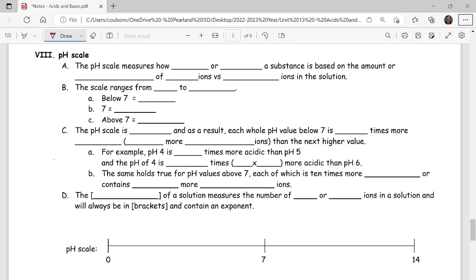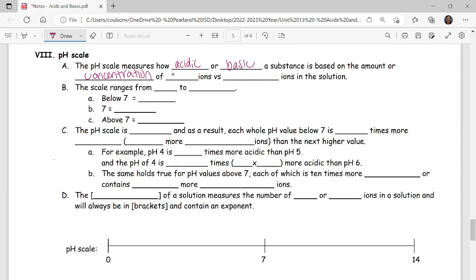The pH scale measures how acidic or how basic a substance is based on the amount or the concentration of hydrogen ions versus hydroxide ions in the solution. So let's go ahead and fill this in. How acidic or basic a substance is based on the amount or the concentration of hydrogen ions versus hydroxide ions.